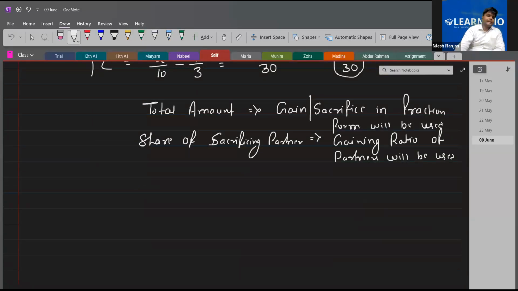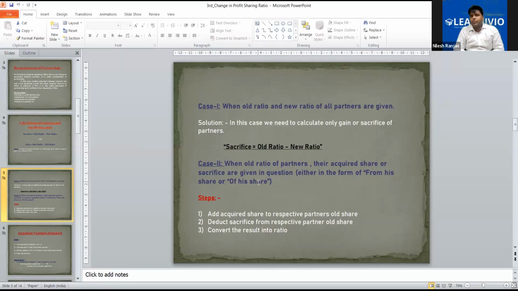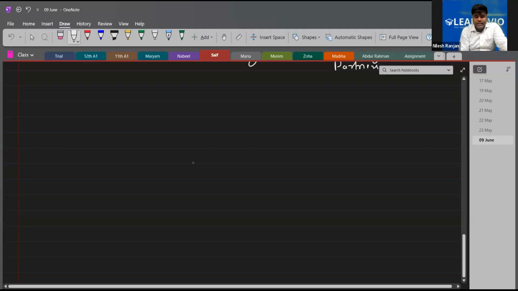Okay. Now the second case. When old ratio of partners, their acquired share or sacrifice are given in portion, either in form of from his share or of his share, it doesn't matter. Whatever it will give us, we will use the information to calculate our new ratio. Now, what is the difference between from his share and of his share? I will explain a little bit and then I will solve a question so that you'll understand.